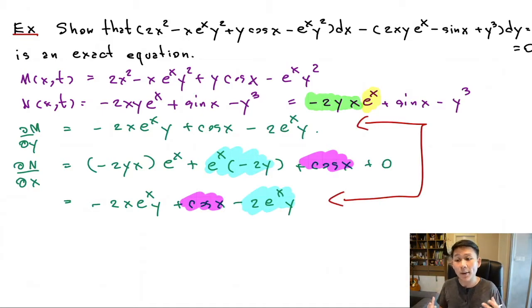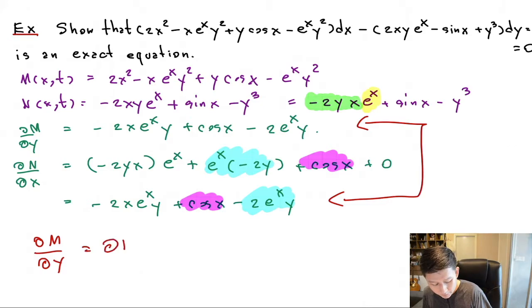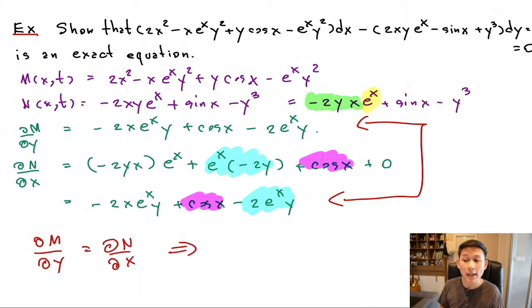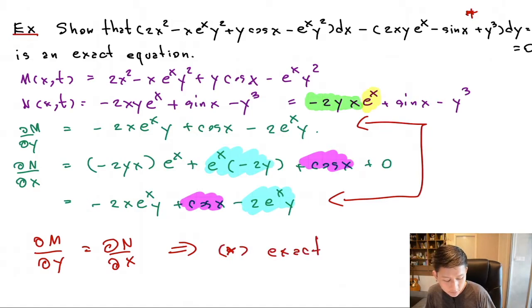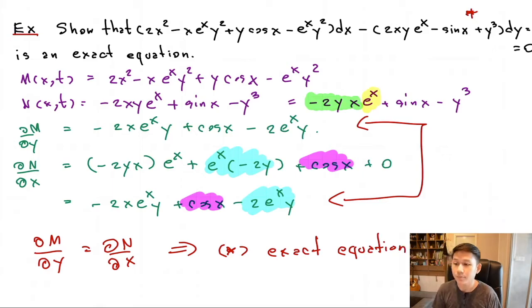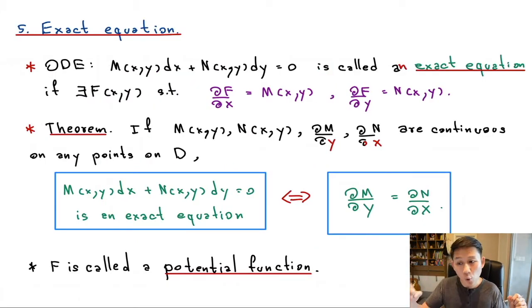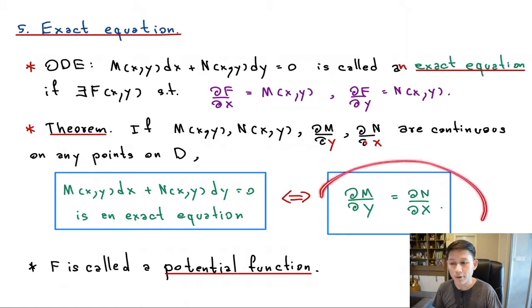And when they are exactly the same, it means that ∂M/∂y is the same as ∂N/∂x, which means that the equation star here is an exact equation. Make sense? Okay, so guys, right now we know what an exact equation is, and we can prove whether an equation is exact by using this theorem.